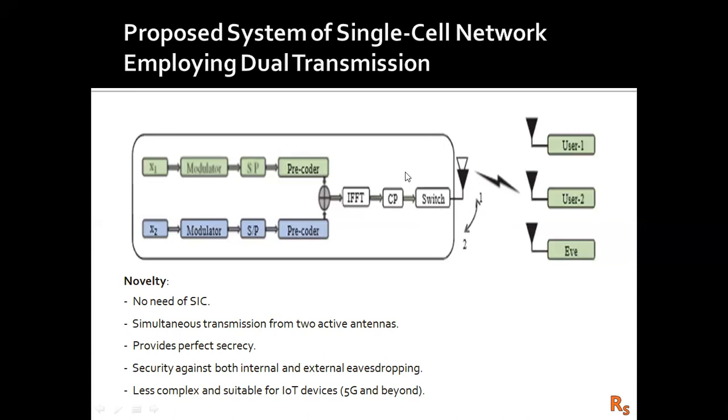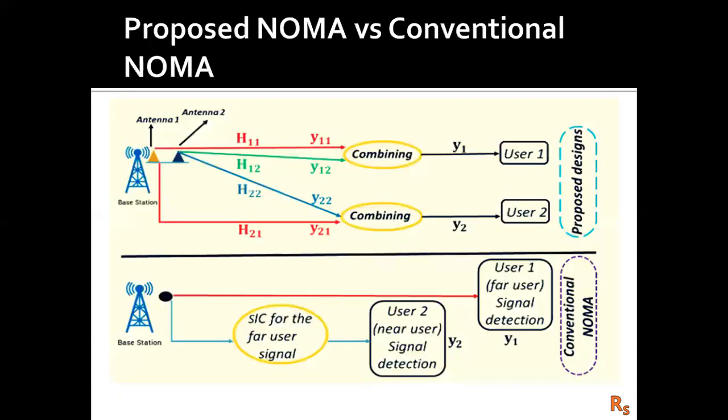So the novelty behind the proposed NOMA scheme is that it requires no successive interference cancellation. There is dual transmission from two active antennas. Sorry, I made a mistake here. It is dual transmission, it is not simultaneous transmission. It is dual transmission from two active antennas, and it provides perfect security against both internal and external eavesdropping. It is less complex and suitable for IoT devices like 5G and beyond.